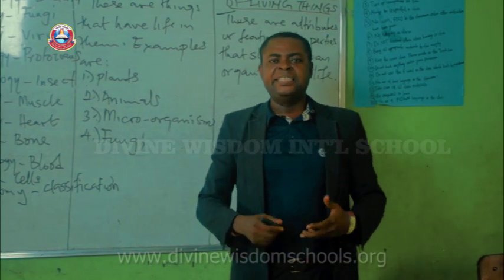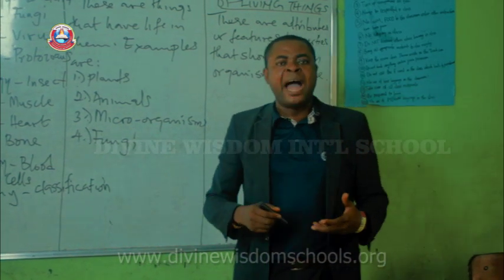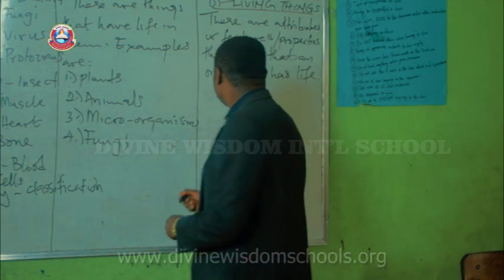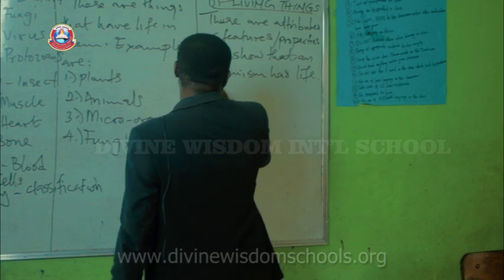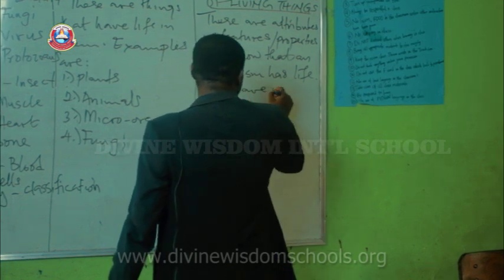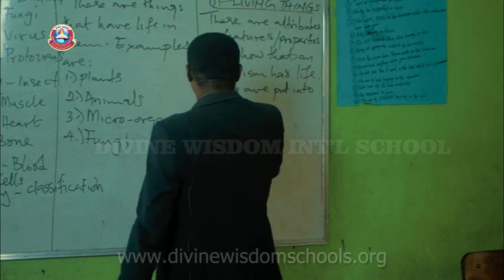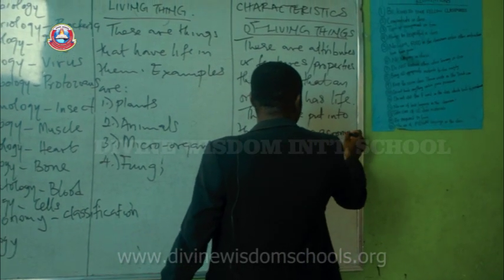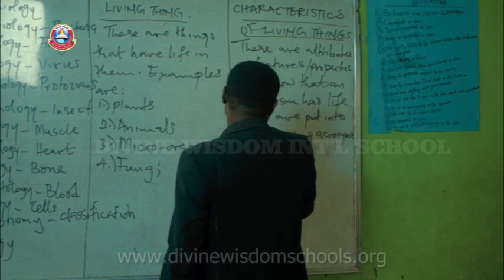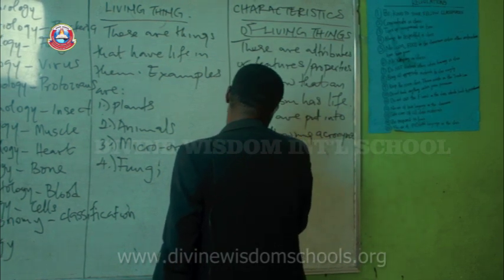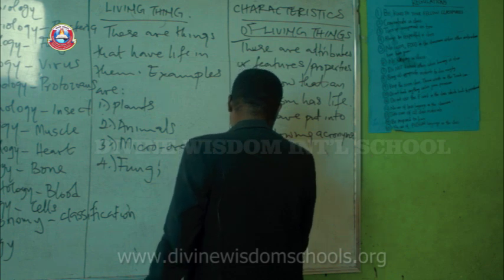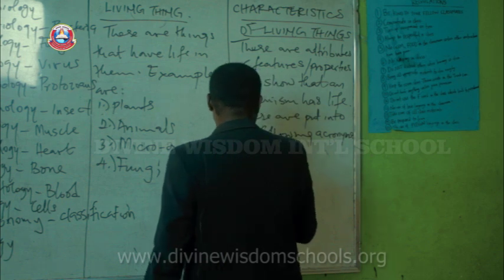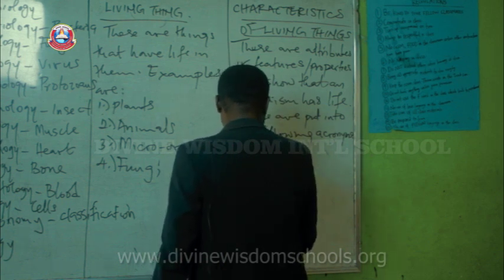And these attributes are usually put into an acronym, which is Mr. Niger Card. So now these are put into the following acronym. Number one, we have M, R, N, I, G, E, R, C, A, D.